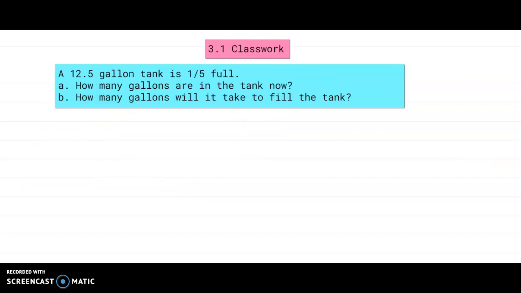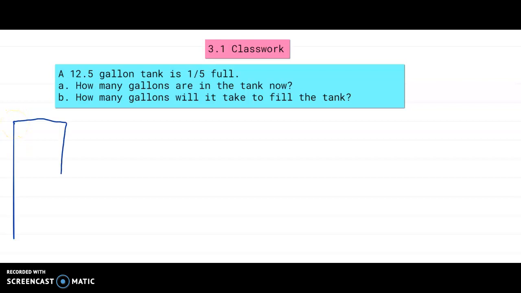Okay, in problem 3, you have the question, a 12.5 gallon tank is 1/5 full. How many gallons are in the tank now? How many gallons will it take to fill the tank? So remember that when we do these tank problems, I said that it's always a good idea to draw the tank out.